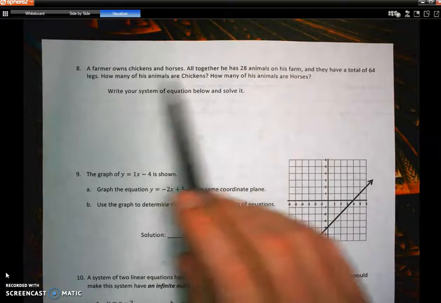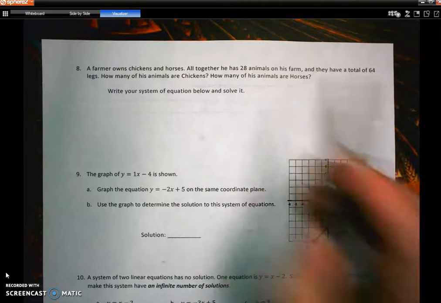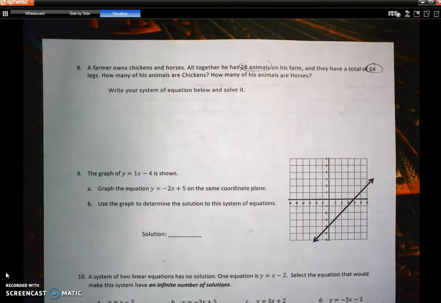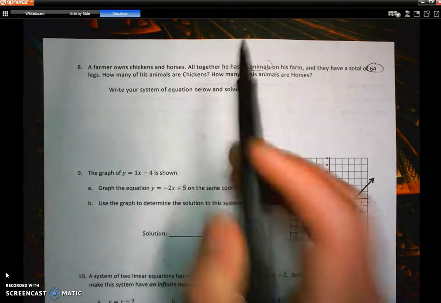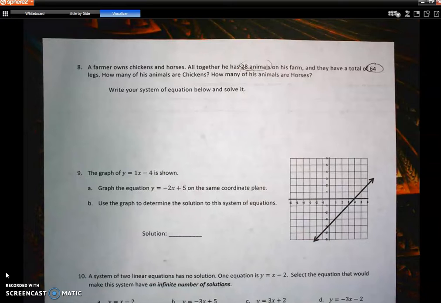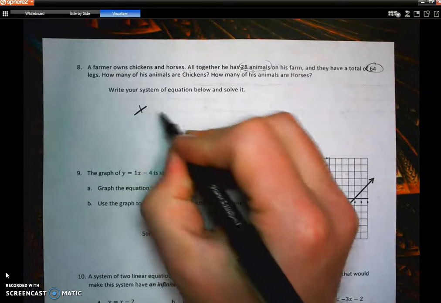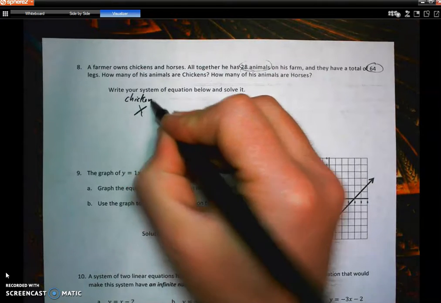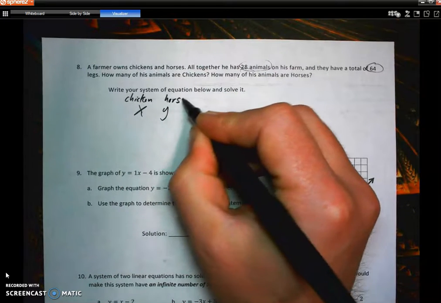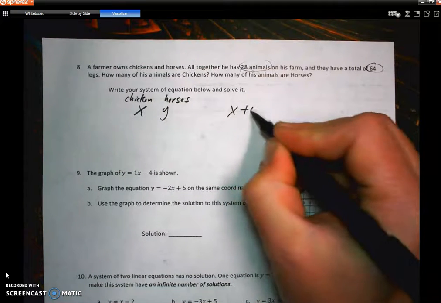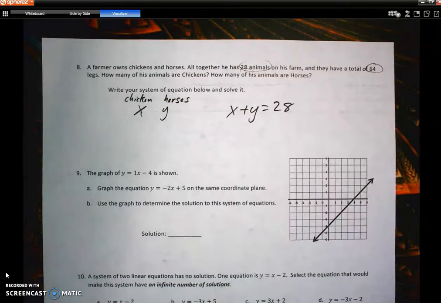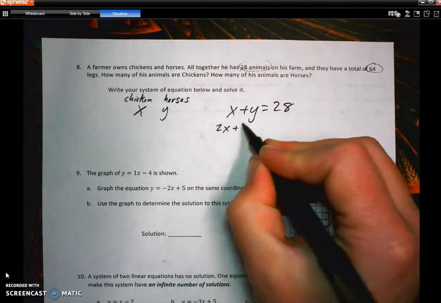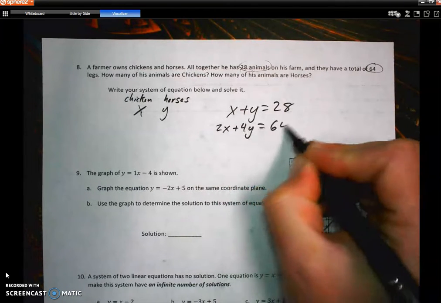Okay, a farmer owns chickens and horses. Altogether, he has 28 animals, so that's important, 28 animals, and they have a total of 64 legs. These weird problems, right? So the animals are chickens and horses, 64 legs. I'm going to say the x is going to be my chickens, and my y is going to be my horses. So all of the chickens and all the horses are a total of 28 animals. And then all of the legs, 2 legs per chicken, 4 legs per horse, for a total of 64.